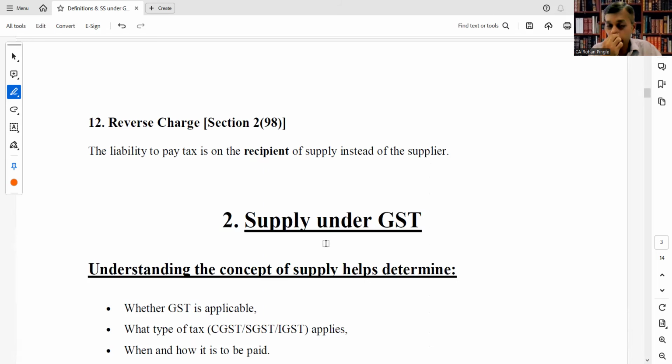You can note down this definition, and whenever you watch this video or listen to it, please try to make notes so that it will be helpful to you to revise these aspects and relearn GST. So reverse charge is the liability to pay tax on the recipient of supply instead of the supplier. And whenever the supplier is liable, it is called a forward charge.